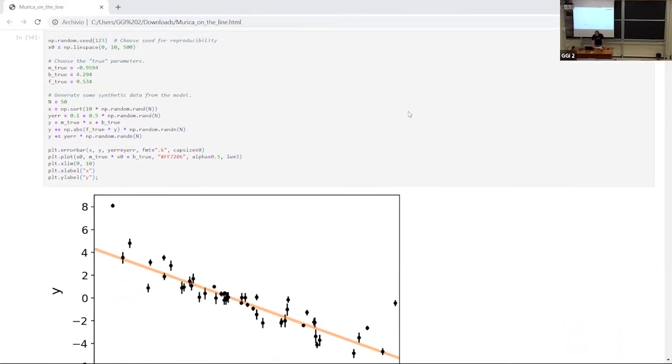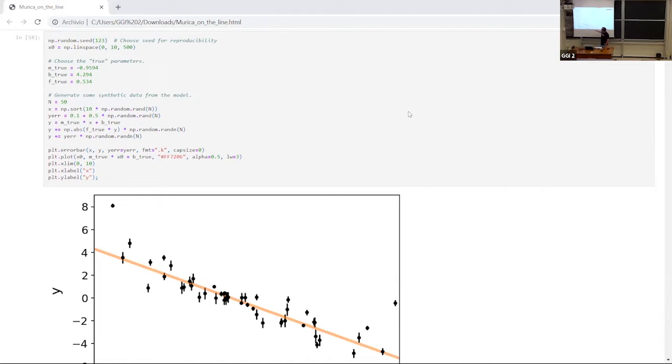So we start by generating the data. This is our data set. And as you can see, we choose between the infinite set of lines that is described by the equation a particular representation, which is described by these values of m, b and f. So f is the fractional uncertainty that we include as an additional error.